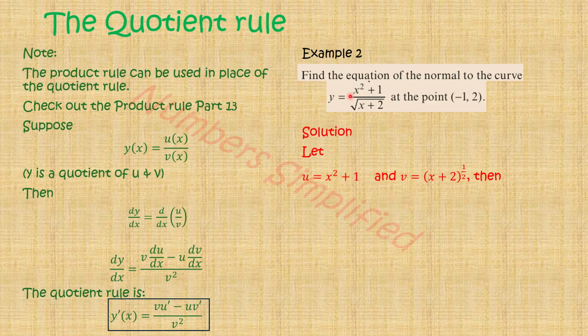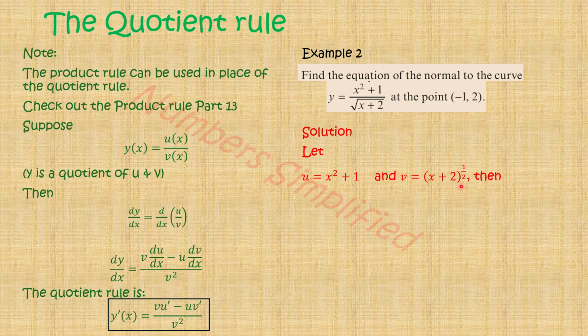We are going to let the numerator be u, that is to say u is equal to x squared plus 1, and the denominator be v. v is equal to x plus 2 raised to the power half. This is from the laws of indices once again, and I encourage you to check the video out on indices that we have uploaded.